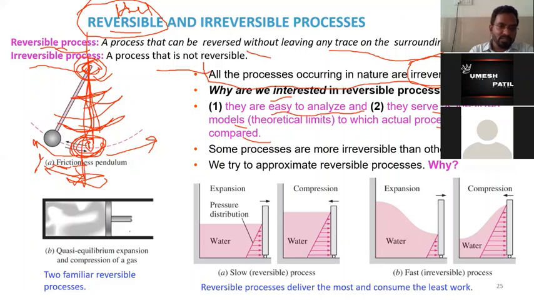That is the first example. Second, quasi-equilibrium expansion and compression of the gas. If this piston moves in the left direction in quasi-equilibrium condition, quasi-equilibrium means almost equilibrium, slowly, if you move the piston in this direction, the fluid will start compressing, the pressure will start increasing.